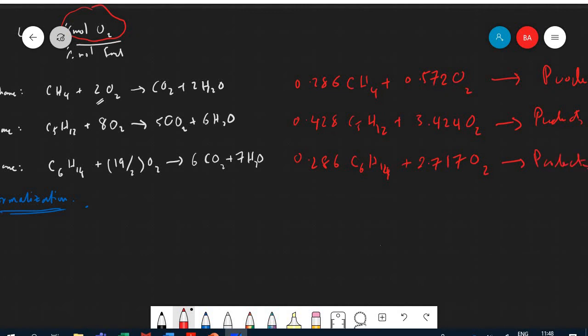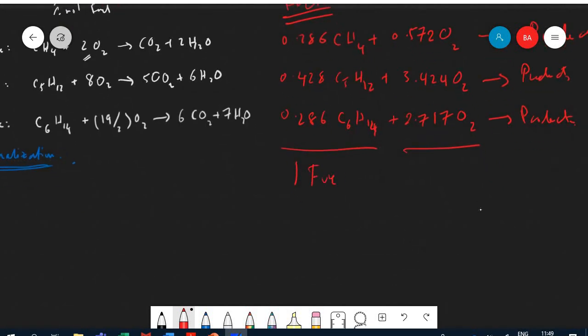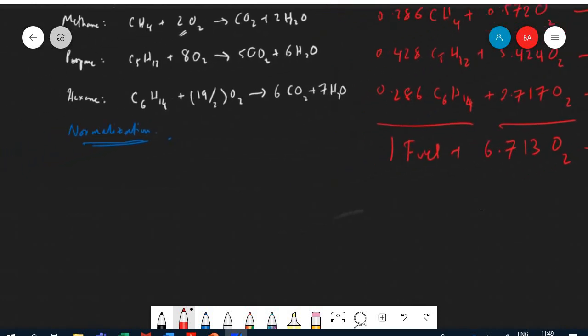So what do we have here? If you consider this as fuel, the sum of all these fuels is 1. So that's the idea of normalization. The sum of all those fuels, if you sum them, will be 1. And then you sum these O2 to get an idea about how much O2 I have. I hope you got that, right? So it will be one fuel plus 6.713 O2, giving me products. So I have 6.713 O2.